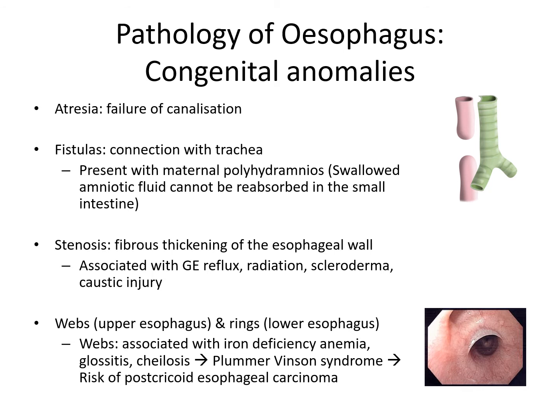It is also associated with gastroesophageal reflux, radiation, scleroderma, or caustic injury. Webs and rings can occur along the esophagus. Esophageal webs usually occur in the upper esophagus and are associated with iron deficiency anemia, glossitis, and cheilosis. There is a risk for post-cricoid esophageal carcinoma to occur in Plummer-Vinson syndrome.